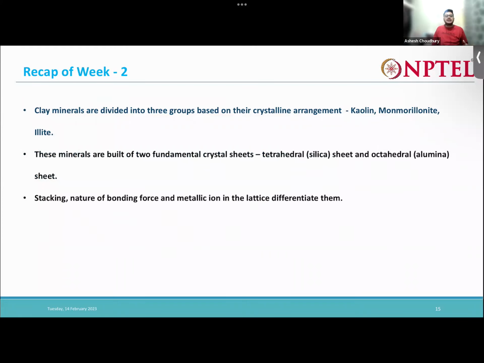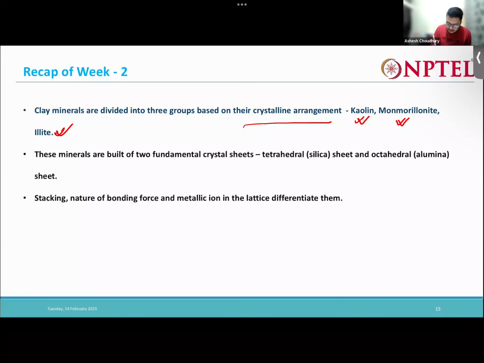The clay minerals are divided into three groups, based on their crystalline arrangement, meaning the arrangement of their crystal. The first is kaolin, second is montmorillonite, and the third is illite. These are the three groups which form the clay particles. Now these three minerals are again formed by two fundamental crystal sheets: a tetrahedral or silica sheet and an octahedral or alumina sheet.